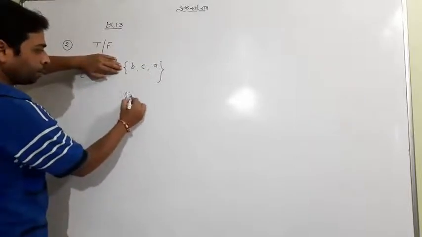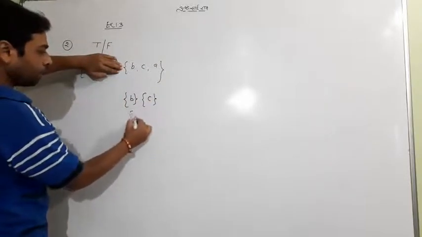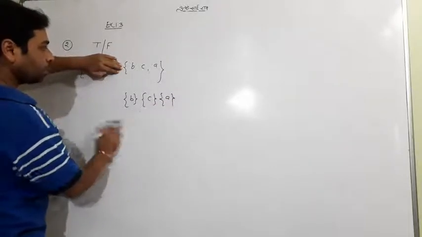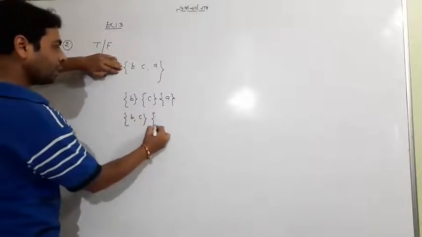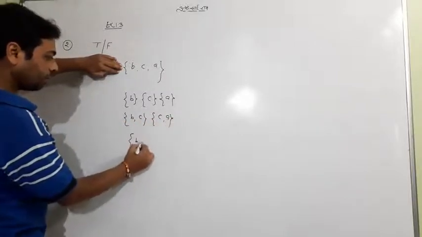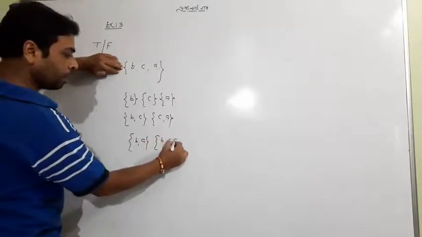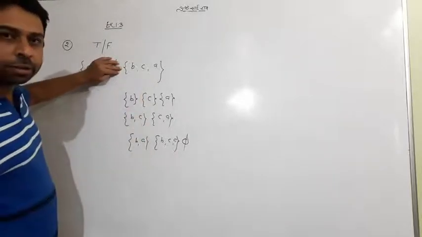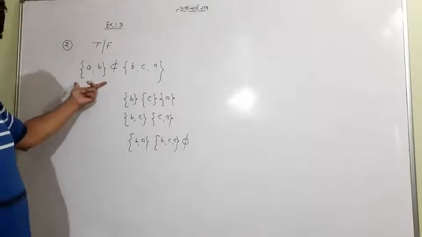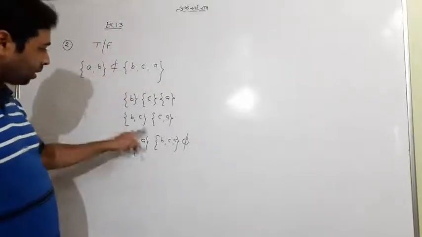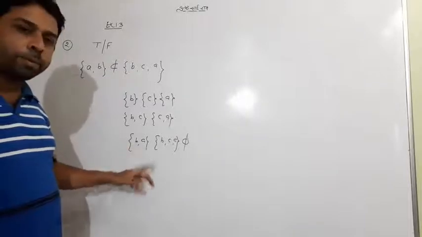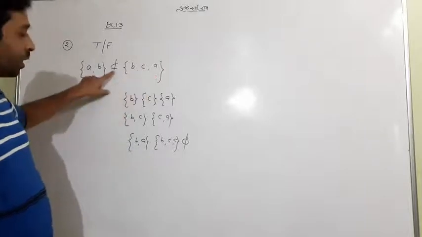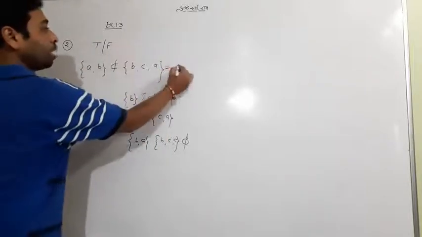First will be B, then C, then A, sorry, for the third. Then fourth is BC, then CA, then BA, then itself BCA, and last, which is invisible, phi. Phi is always a subset of any set. So these are 8. What does the question say? AB is not a subset of BCA. Look, AB is here. Even if it is BA, AB both are the same, no matter at all. So BA is a subset of this set, while the statement says it is not a subset, meaning this sentence is completely false.